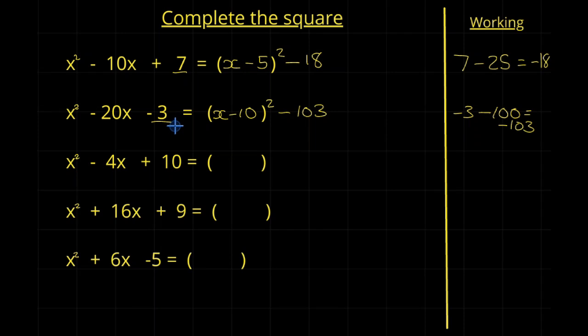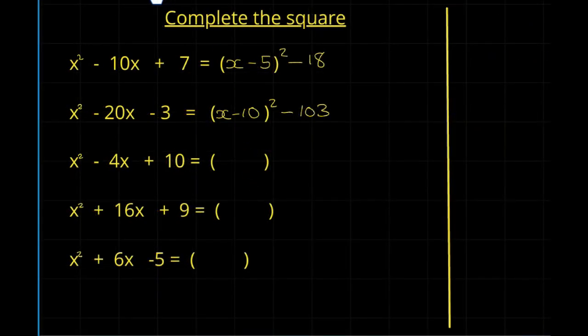Okay, stop the video now, and then when you're ready, resume and you'll see the answers. Okay, here's the solutions. We need x minus 2. We need to square it. We want 10. We have to take away the 4 from the 2 squared, so that's 6. So we need to add 6 at the end.